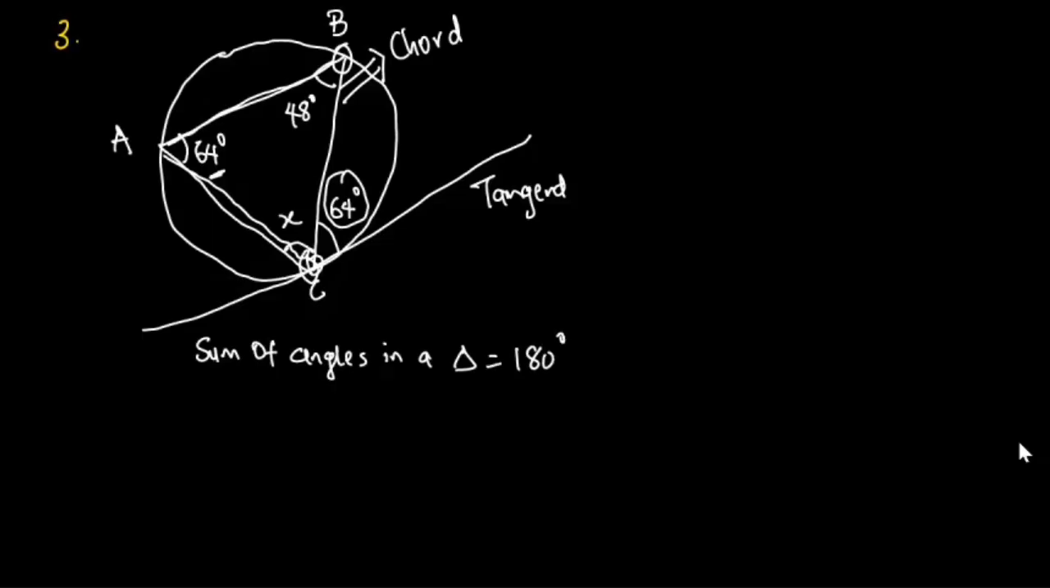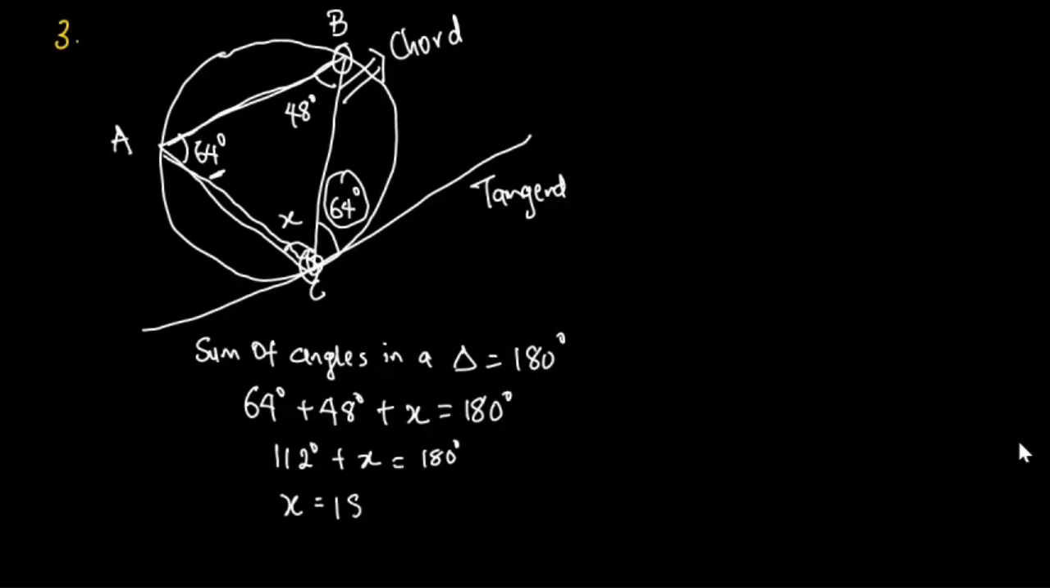So in that triangle, we have 64 degrees, then we have 48 degrees at B, then we have X, which we are looking for, at C. And this should add up to 180 degrees. Now, 64 plus 48 is equal to 112 degrees, plus X is equal to 180 degrees. So we are simply going to collect like terms, and we have 180 degrees minus 112 degrees. When we subtract, this should give us 68 degrees. So the value of X is 68 degrees.